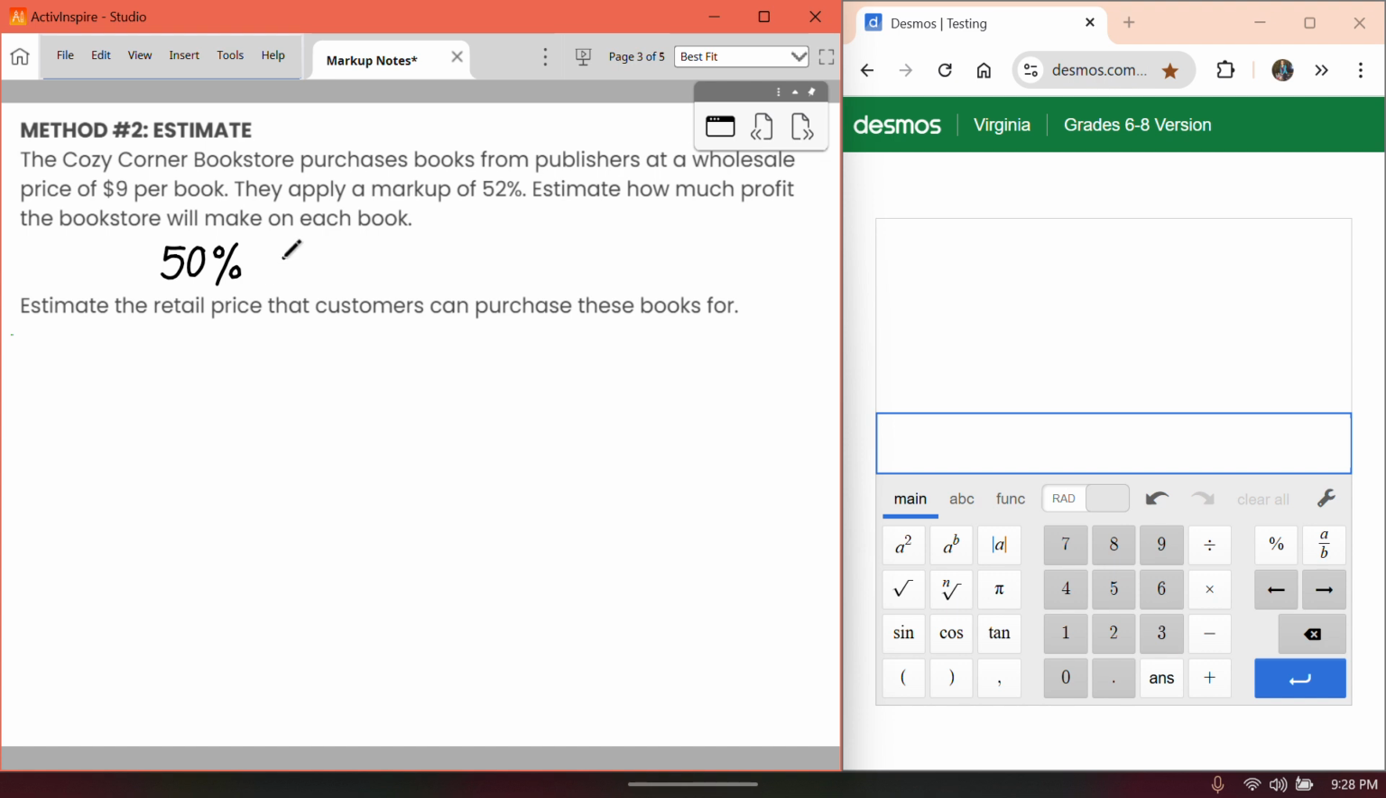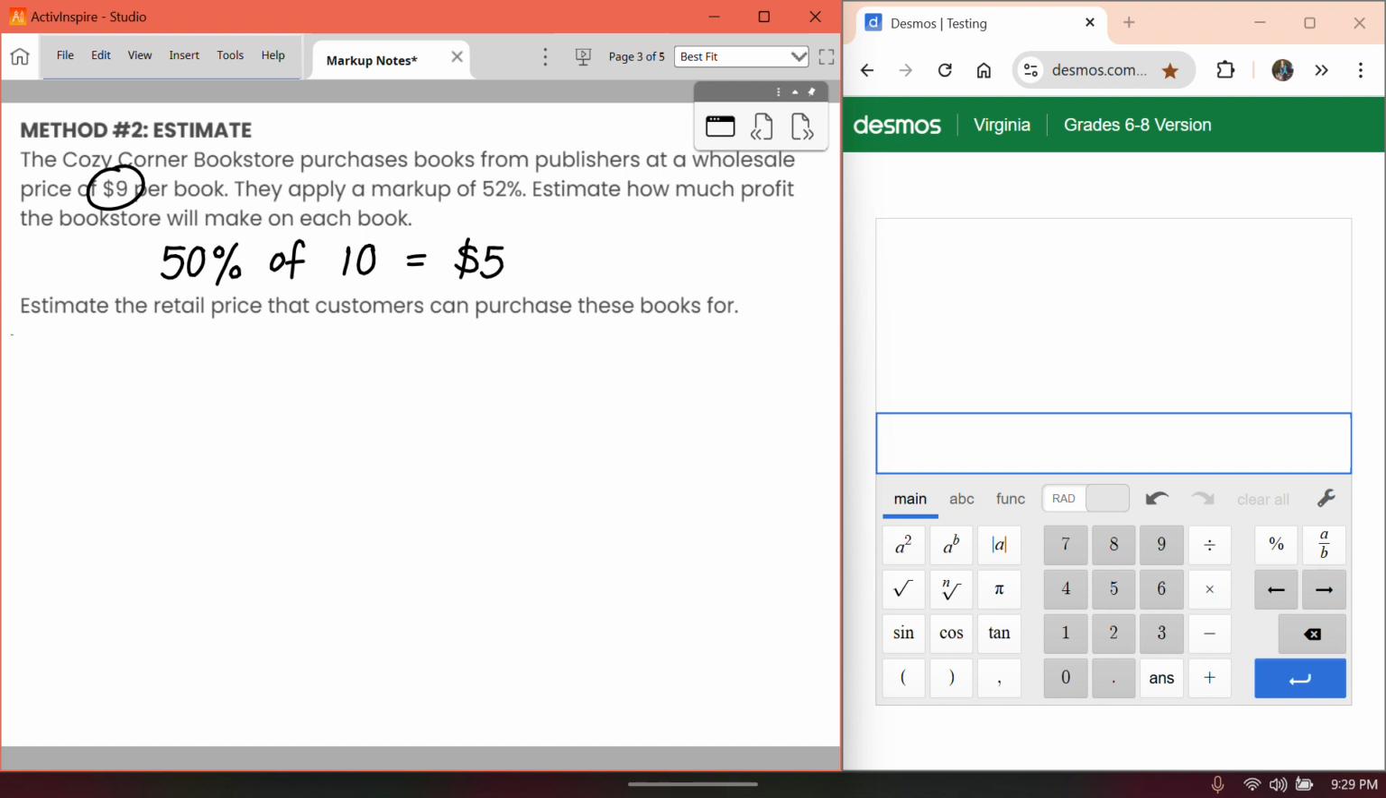But I'm going to make my life really easy, and instead of leaving the price at $9 per book, I'm going to round that answer as well, and I'm going to round it to 10. And I'm going to figure out what 50% of $10 is. And if you know that 50% means half, then it's as simple as finding half of $10. And half of $10 is $5.